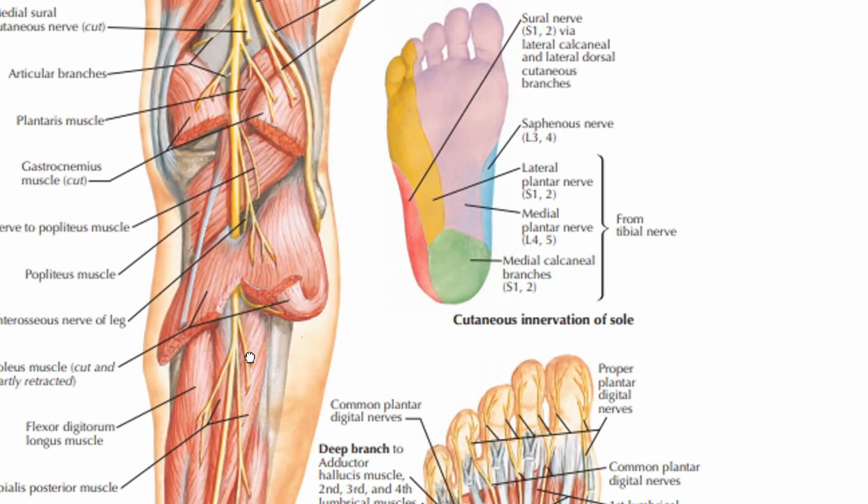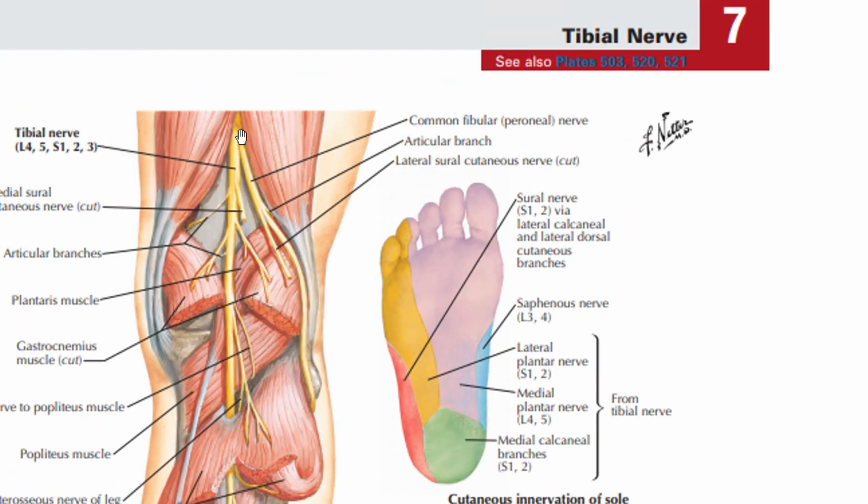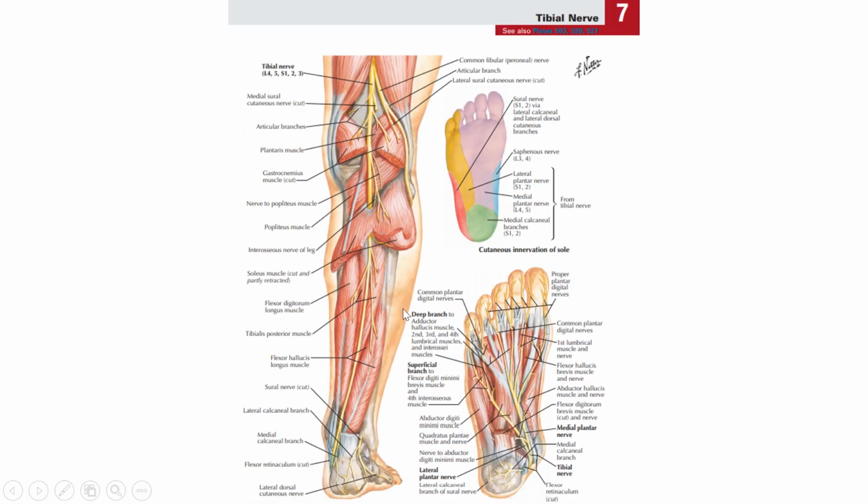So in actuality, all these branches you are looking at in the lower limb are branches of the sciatic nerve. Okay, medial and lateral plantar nerve. Now look at this purple area. This is supplied by the medial plantar nerve, cutaneous innervation. And look here, this yellow one is the lateral plantar nerve. So the medial plantar nerve and lateral plantar nerve are branches of the tibial nerve. The tibial nerve is a branch of the sciatic nerve.